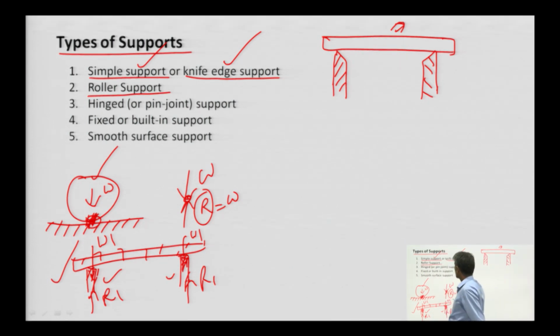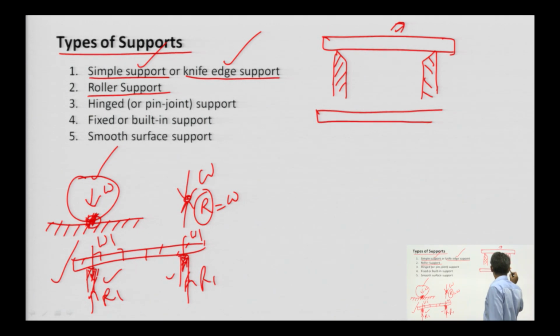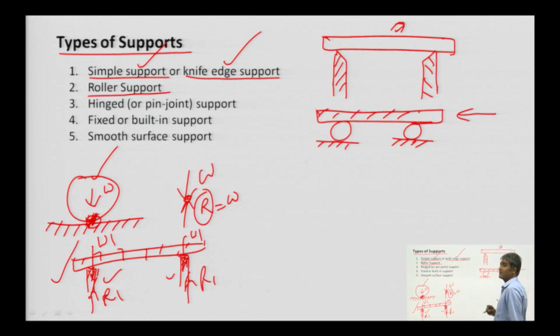Second one is roller support. What is roller support? In roller support, this horizontal bar can be placed in this manner. This is roller support. In this case, this bar, if force is acting in this direction, then it will move in this direction.